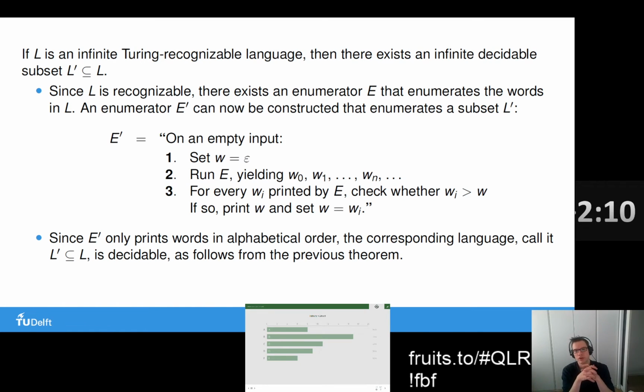So let's quickly go through that. What can we do? Well, since L is recognizable, we must be able to construct an enumerator, right? So we simply start enumerating. And now we create an enumerator for such a subset that will be decidable. We run the original enumerator, and every time, check whether the word that this enumerator is giving us is larger than the previous word, where larger again could be lexicographical order or whatever ordering we like. If it is, great, we also print it, so we also enumerate it, and otherwise we don't. And now we have something that only prints them in this specific order, which means that it's decidable, as we saw last week. And so we can indeed create an infinite subset that is decidable for every infinite Turing recognizable language.